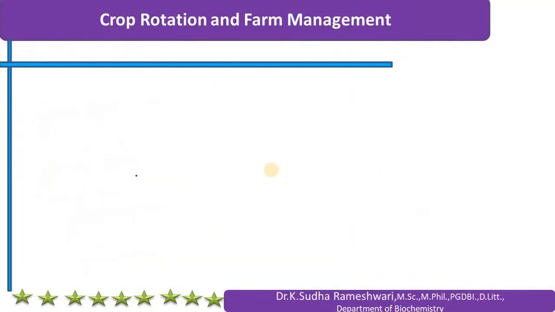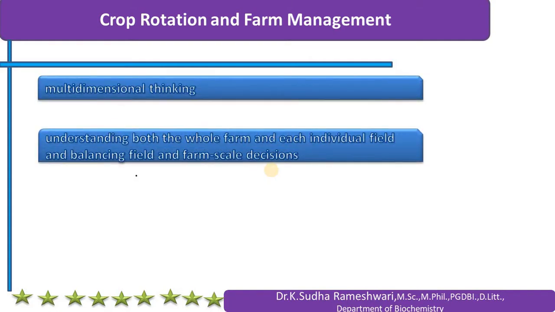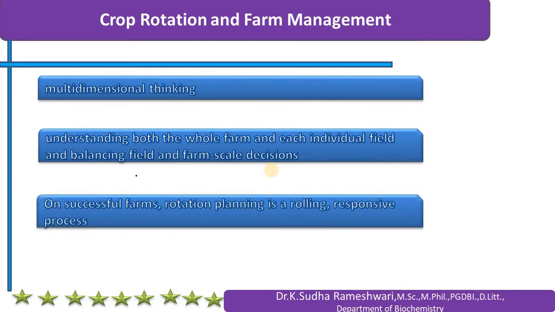Next we see crop rotation and farm management. Crop rotations require multi-dimensional thinking. Rotation management requires understanding both the whole farm and each individual field, and balancing field and farm scale decisions. On successful farms, rotation planning is rolling and multi-layered, involving short and long-term decisions. Their understanding of biological principles sets the boundaries of their management practices.